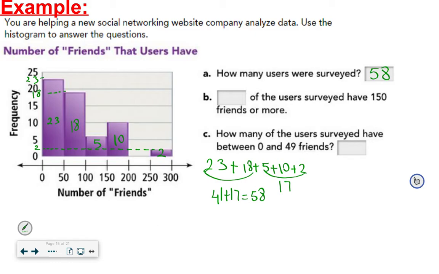How many of them surveyed had 150 friends or more? 150 friends or more is 12 users. How many of the users surveyed have between 0 and 49 friends, which is 23.